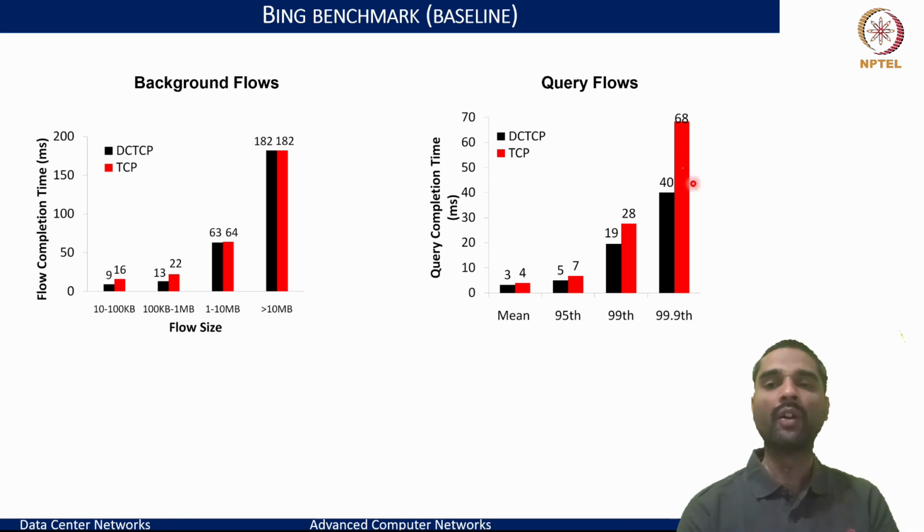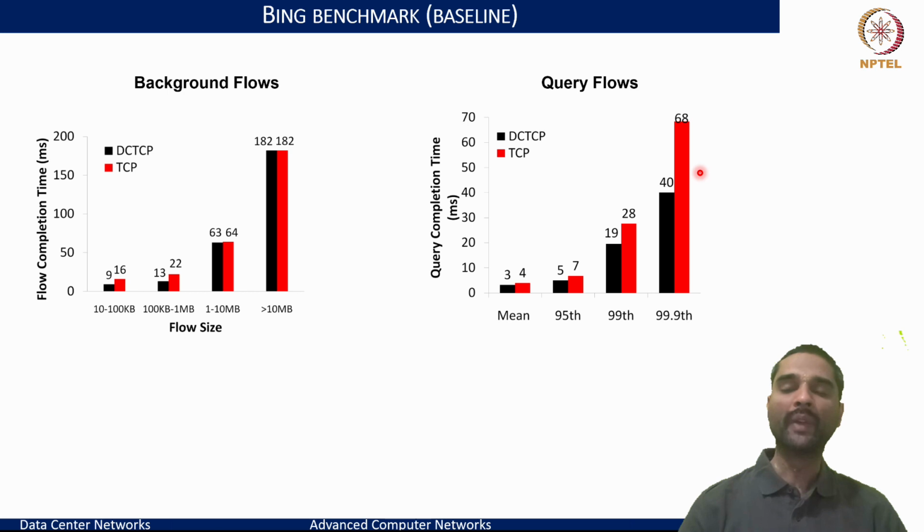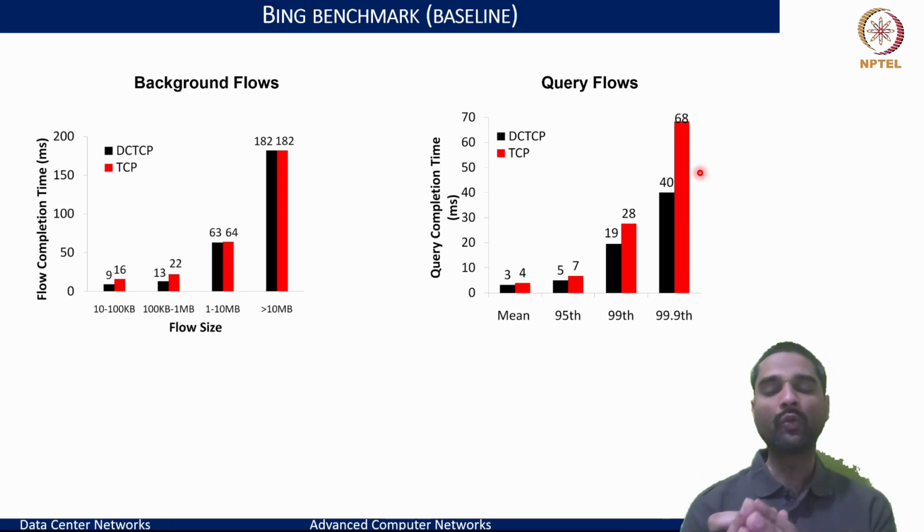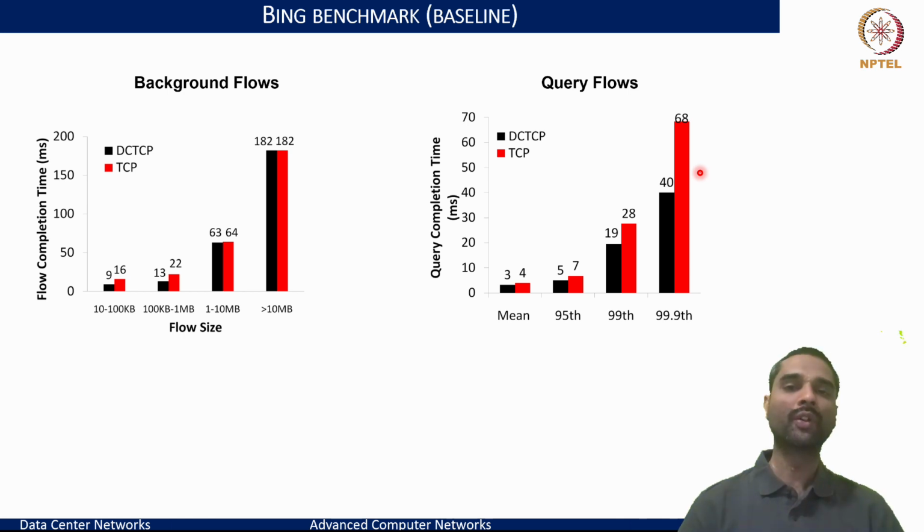And you can see that most of the queries with DCTCP are able to complete, even the 99.9th percentile of the queries were able to be completed within 40 milliseconds, while with TCP, the numbers jumped up to 68 milliseconds. And thus, we are able to contain the time and meet the deadlines in a soft approach using DCTCP as a protocol.